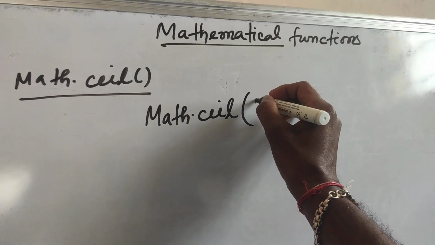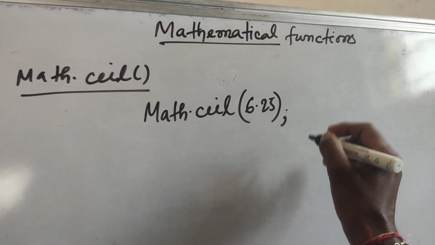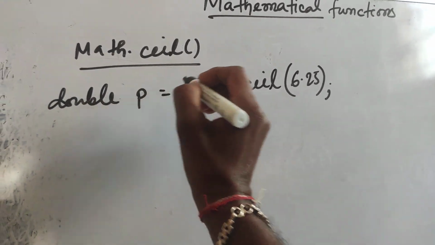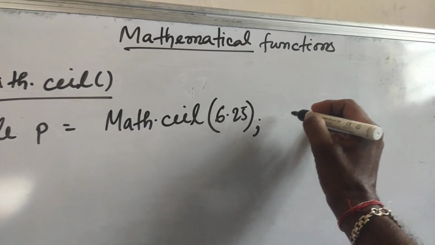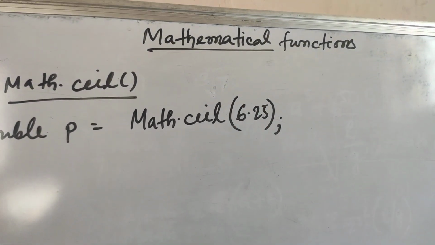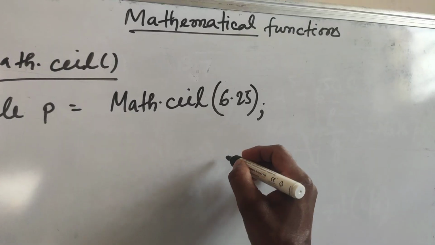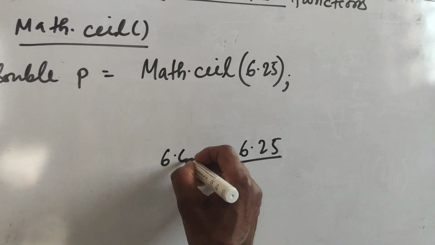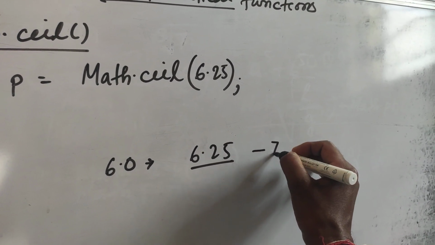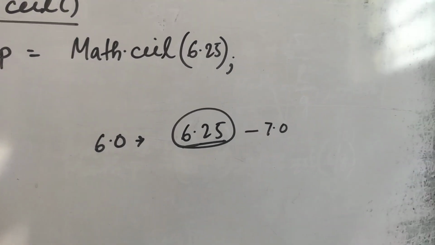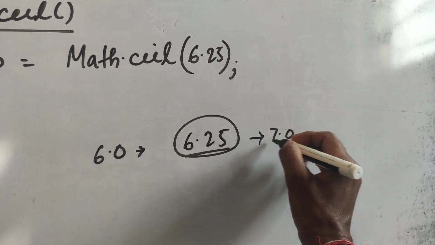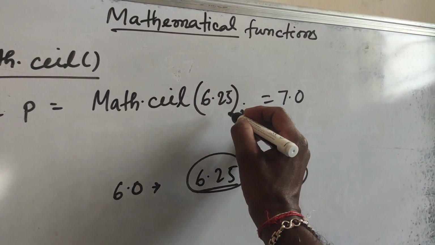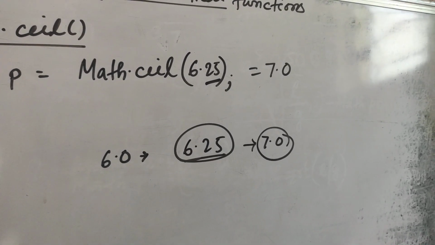Now suppose math.ceil of 6.25. So what will be the result? I said this is the data type double. Suppose p equals that. So what will be the result? Here the computer will display, I said, math.ceil gives the next higher integer. So 6.25 lies between 6.0 and 7.0, so the next higher integer means 7.0. The answer will come 7.0. It does not depend on the decimal part values.